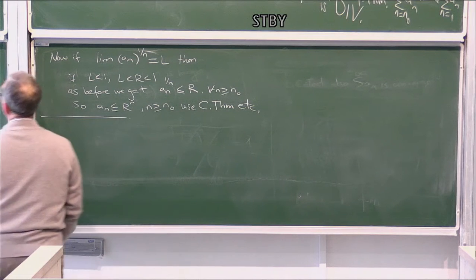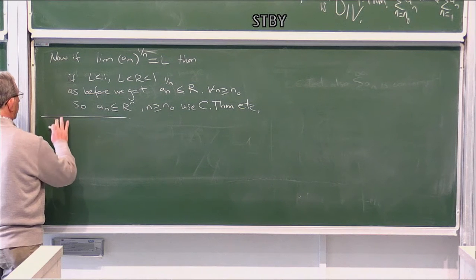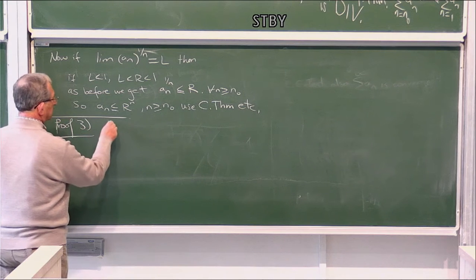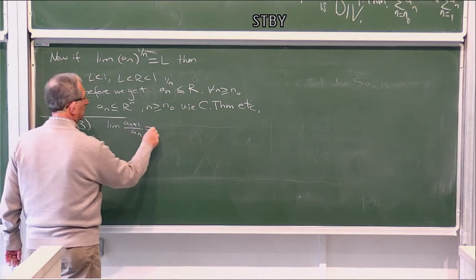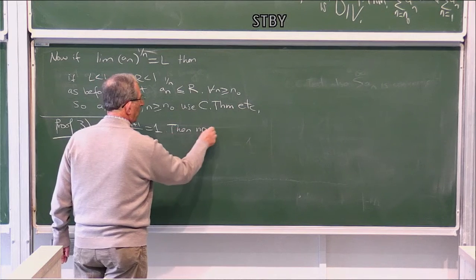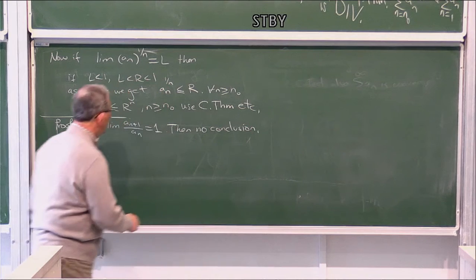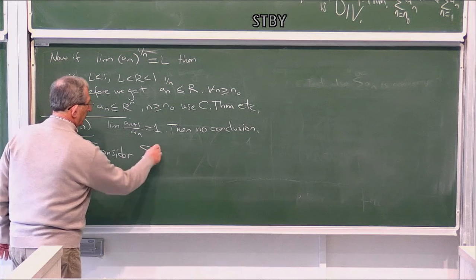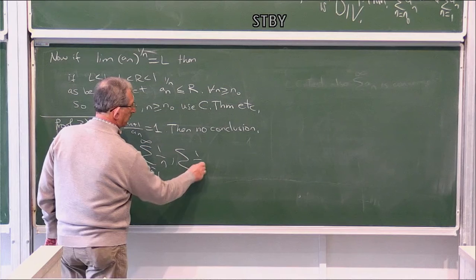Finally, for part 3, that is the proof of the third case, that is, the limit of a_{n+1} over a_n is 1, then no conclusion. Just consider 1 over n and 1 over n squared.